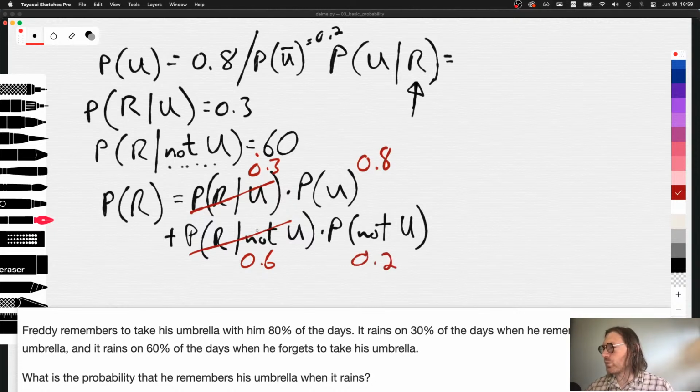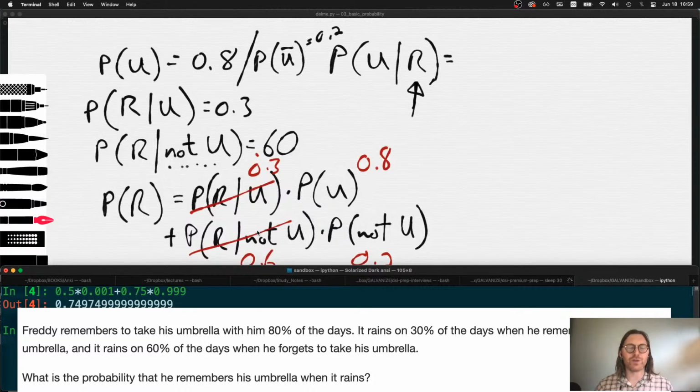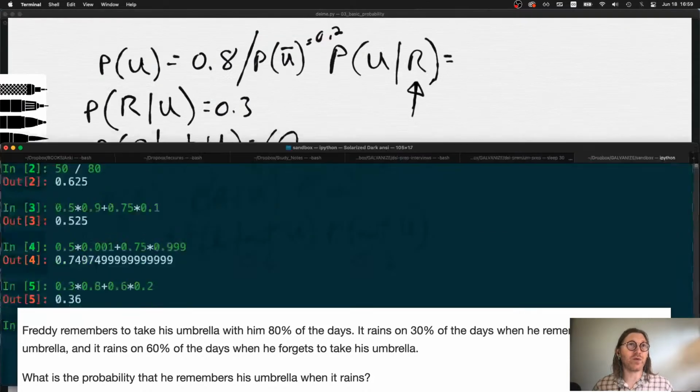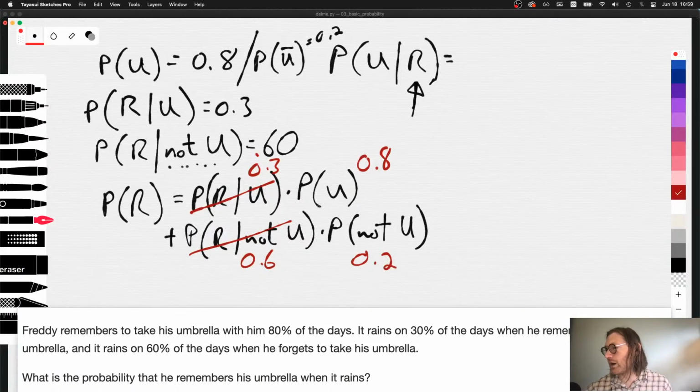Okay, so we can figure that out pretty easily. I'll just throw that into the calculator. That is going to be 0.3 times 0.8 plus 0.6 times 0.2. It looks like that is 0.36. And so at that point, we know the probability of rain, which is 0.36.